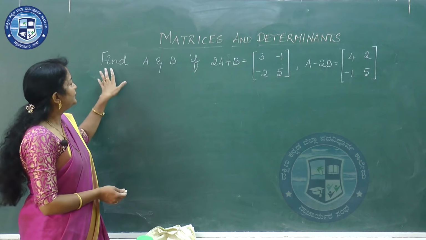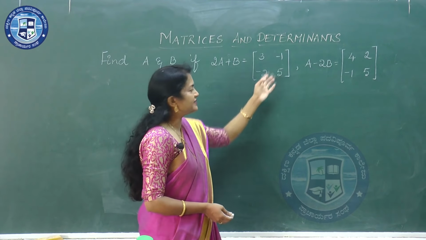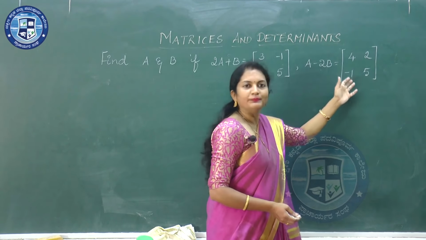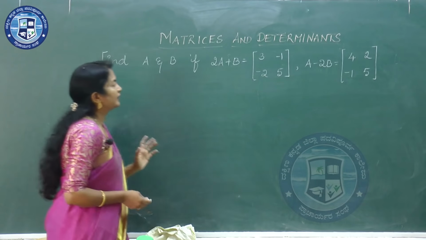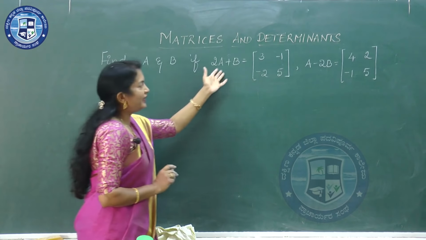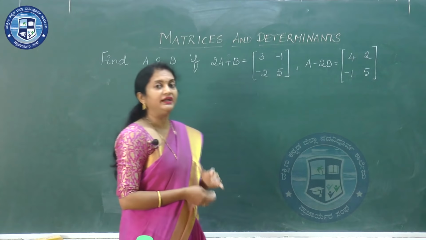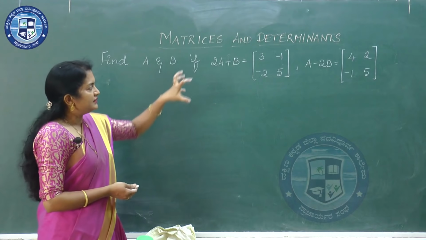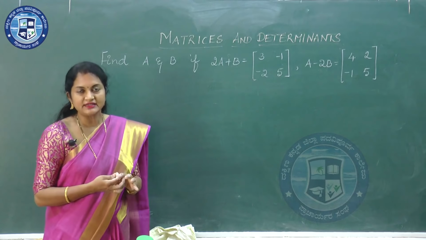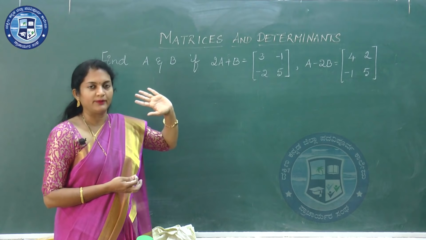Next question is, find A and B if 2A plus B is equal to the matrix 3, minus 1, minus 2, 5, and A minus 2B is the matrix 4, 2, minus 1, 5. Now how to solve this question? 2A plus B is given, A minus 2B is given, you have to find A and B. We will solve this just like you used to solve simultaneous equations.